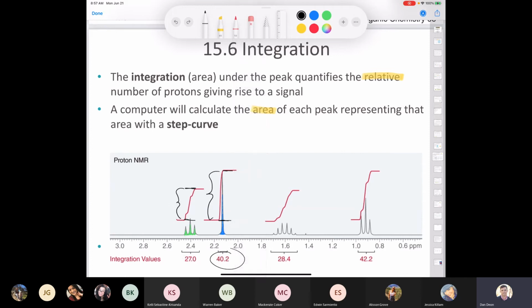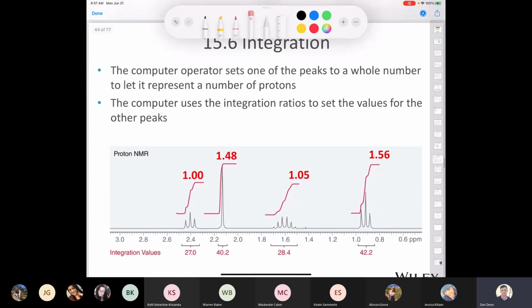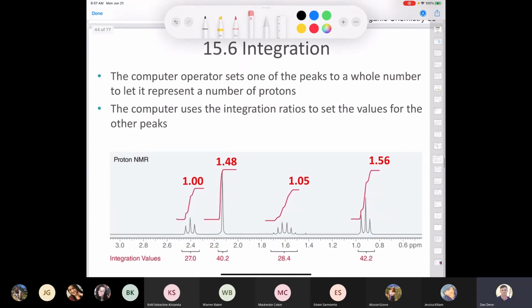Now, if you want to know what I mean by relative number of protons, if you don't follow me on that, let me show you some more detail. If we set the lowest value of these integration values, which is 27, to the number 1, how did I get that number? I took 27.0 and divided it by 27.0, and I get 1. Well, if I take 28.4 and divide it by 27.0, I get 1.05. So you can see pretty clearly that the ratio here is close enough. They're never going to be exact. It's just close, a 1-to-1 ratio.